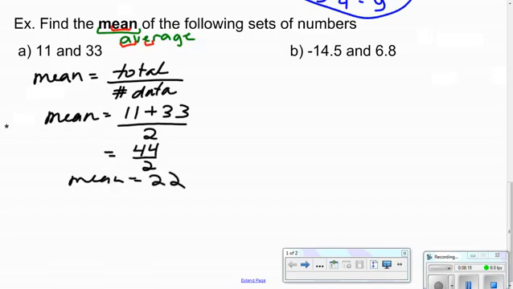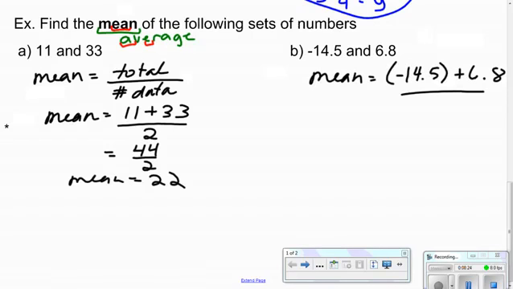Okay, pretty easy. Same thing if we have negatives: to find the mean, we're going to add them up. So negative 14.5 is going to be added to 6.8. We divide by 2 because there are 2 pieces of data. So then the mean is negative 7.7, right?